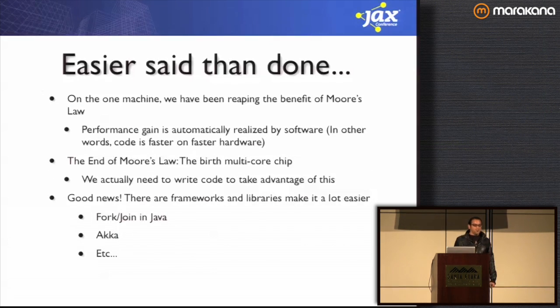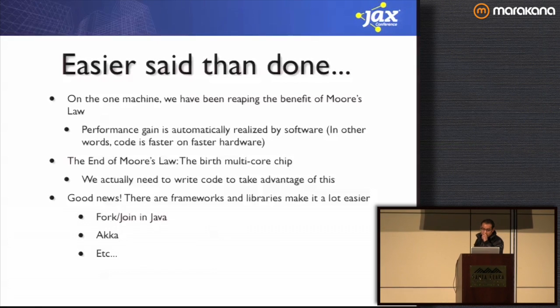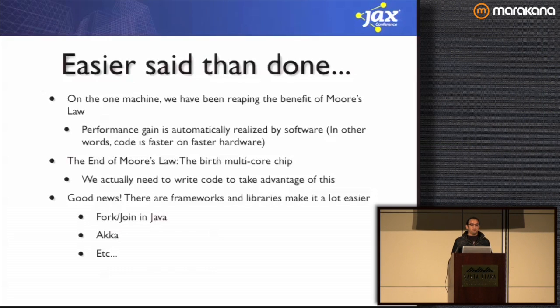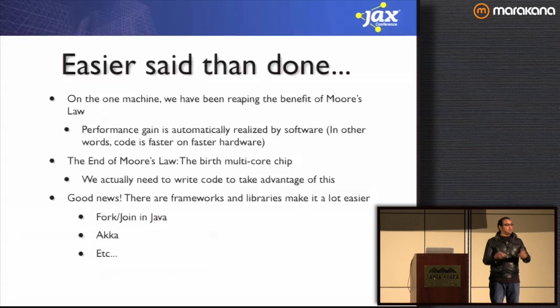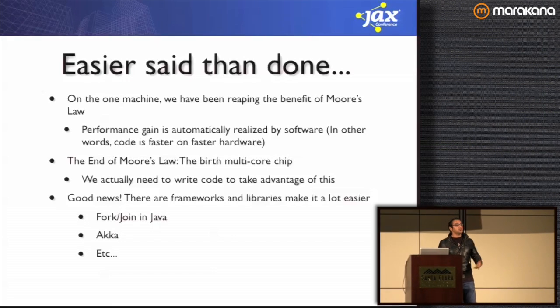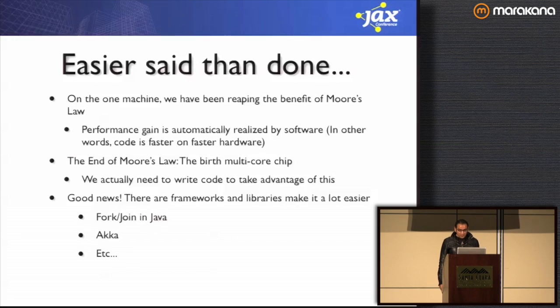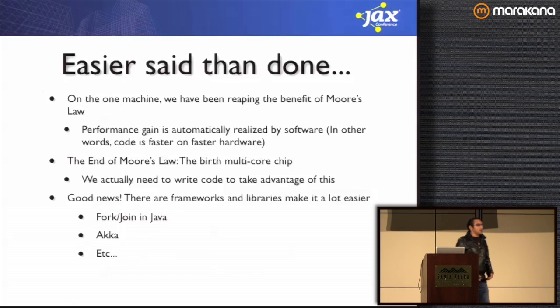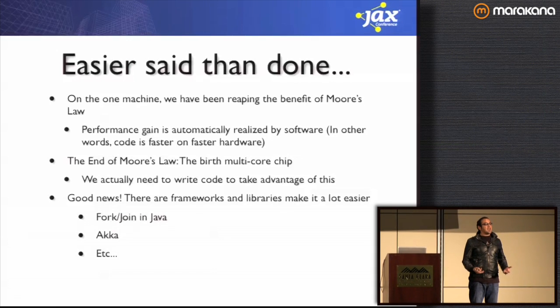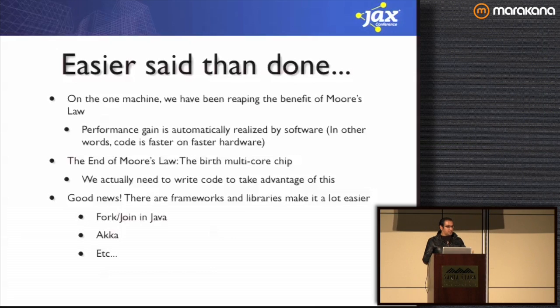So on the one machine, to move a little bit to talk about the hardware, because of Moore's law we have been realizing performance automatically. You write a piece of code, take out your WAR file, and deploy it on another Tomcat server on a bigger machine, and your code becomes faster because there are more resources available for the CPU, more memory or whatever. But the problem is, we experienced what is called the end of Moore's law. That means we just could not build faster CPUs or faster cores anymore. So we ended up creating one chip with multiple cores in it.